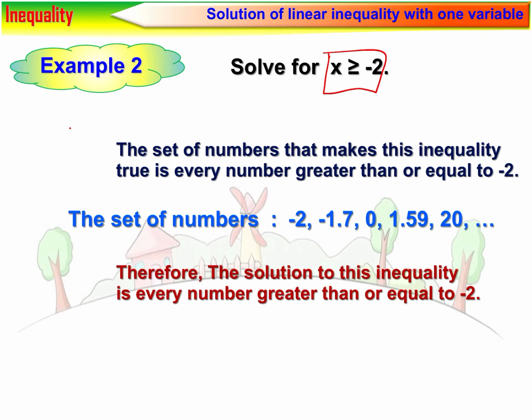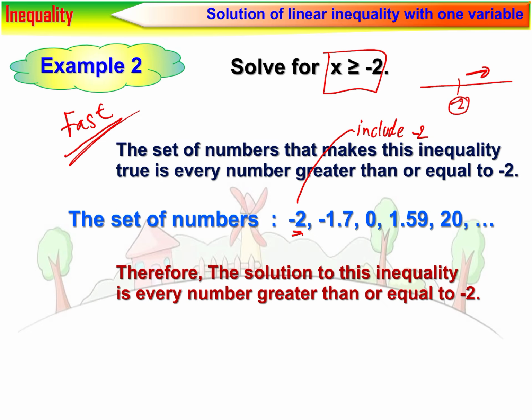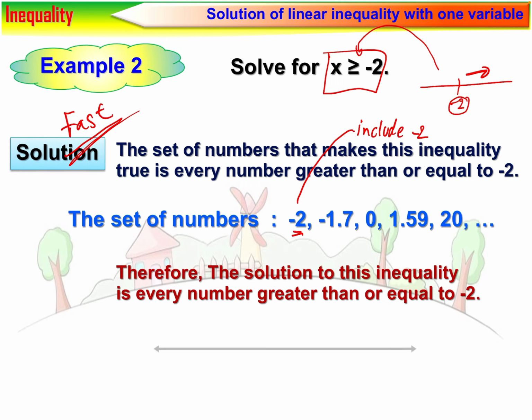So I will go quite fast, มีเร็วๆหน่อยนะคะ. x greater than or equal to negative 2. This one includes negative 2, right? So negative 2 is here. It has to be any number that goes to the right hand side of negative 2 because it's greater than, right?